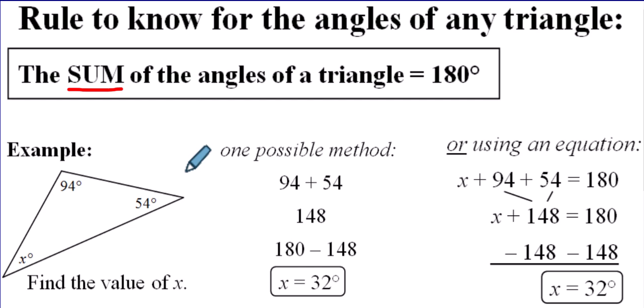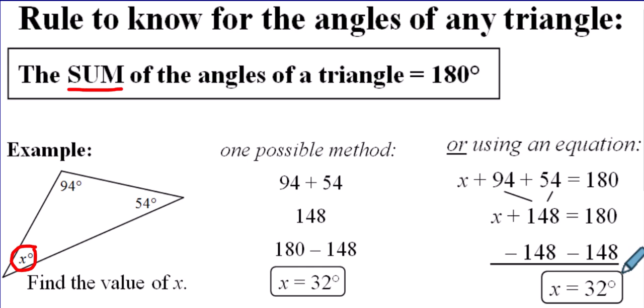And what you can do is use that rule to solve for a missing angle. For example, here you can see we do not know the measure of this angle. It's called x degrees. We need to find the value of x. So how do I do this? Well, there are 2 ways you can do it. You could set up an equation where you say the sum of the 3 angles equals 180 degrees. So you could say x plus 94 plus 54 equals 180 degrees, and then add your like terms together, then do inverse operations. The inverse of adding is subtracting, and you get 32 degrees.